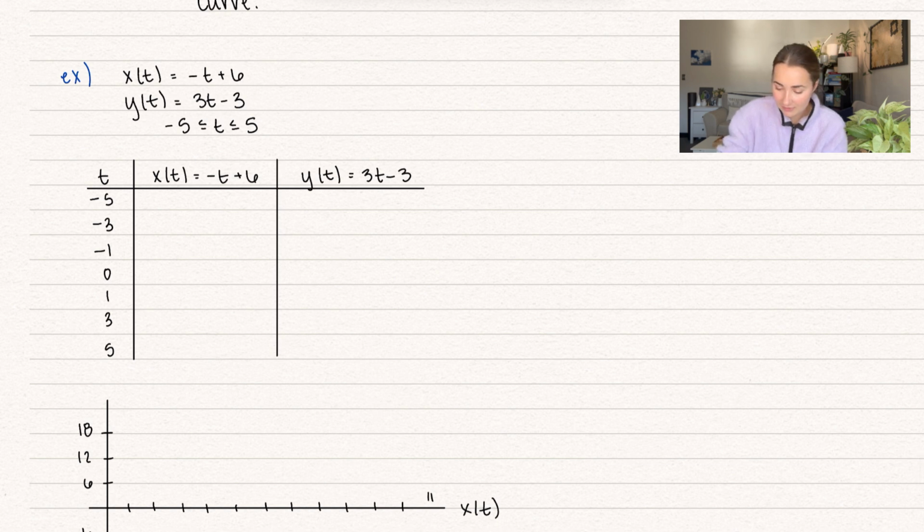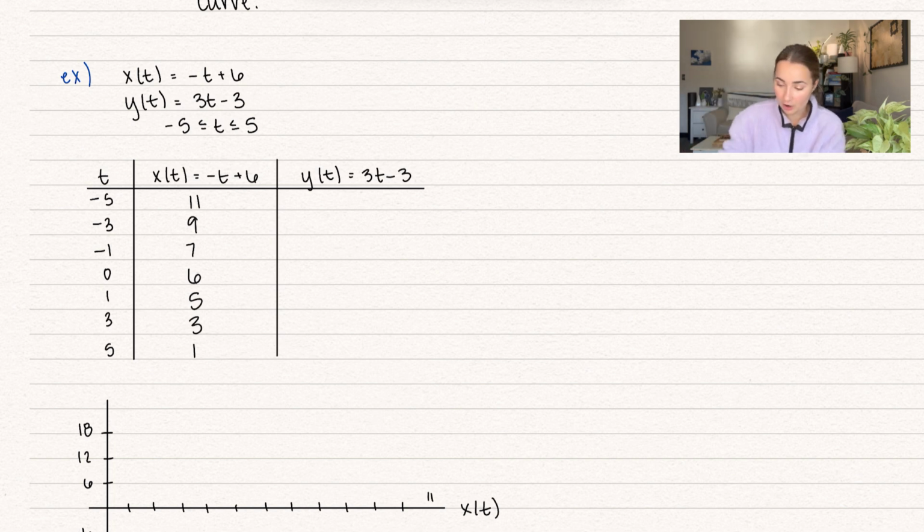When I plug in -5, I'm going to end up with 5 plus 6, which is 11. 3 plus 6 is equal to 9. 1 plus 6 is 7, and then we get 6, and now we get 5. -3 plus 6 is 3. -5 plus 6 is indeed equal to 1. So notice now our x is going to be moving in that opposite direction.